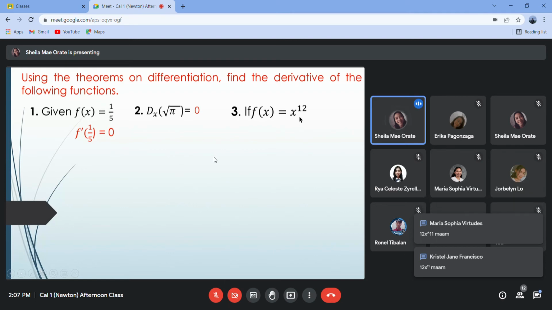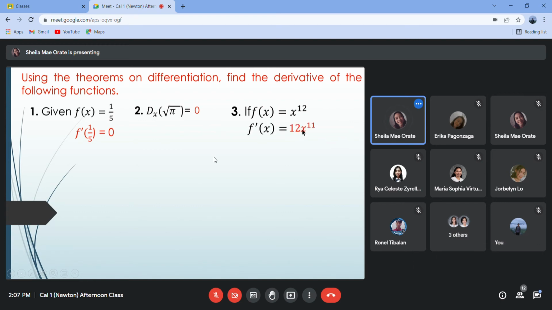So, di ba? Na-familiarize na ninyo ang power rule. So pwede na lang ninyo ma-mental. Dali na rin kaninyo makuha ang answer. 12 from Raj. Thank you for your answers.